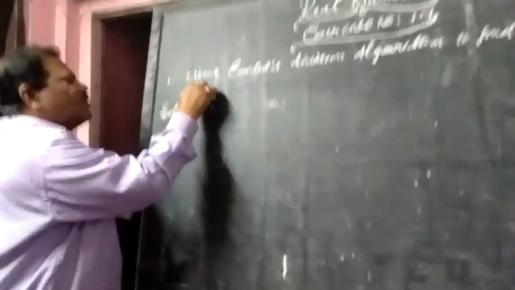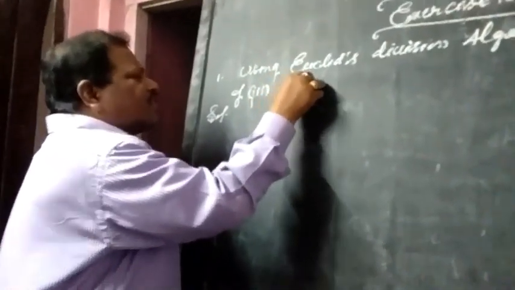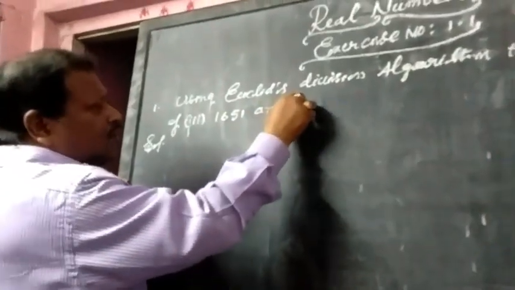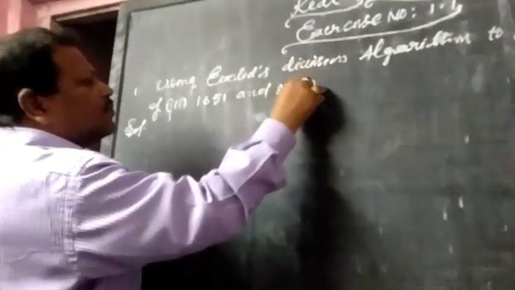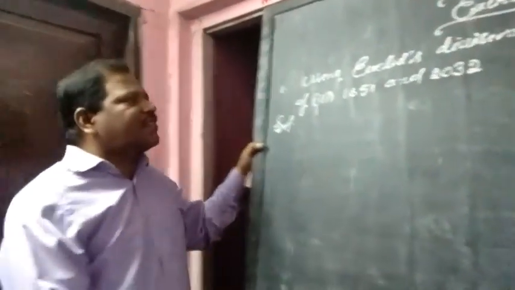Sum number 3. What was given in sum number 3? Here, 1651 and 2032. Find HCF.